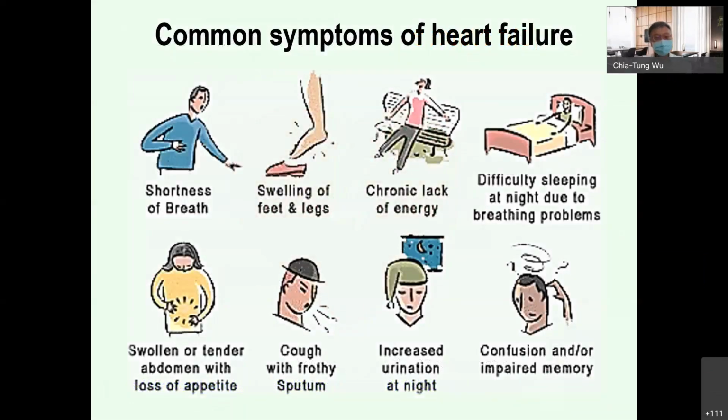These are common symptoms of heart failure, including shortness of breath, ankle swelling, feeling fatigue, lack of energy, and difficulty sleeping, difficulty lying down. And also some people will have cough or increased urine at night.